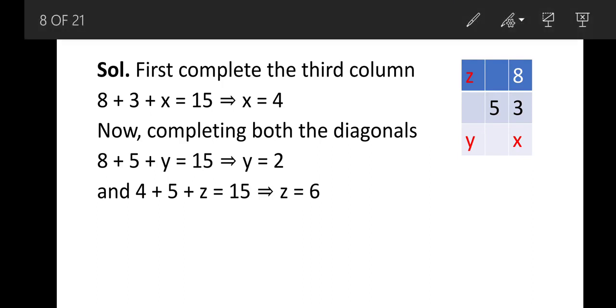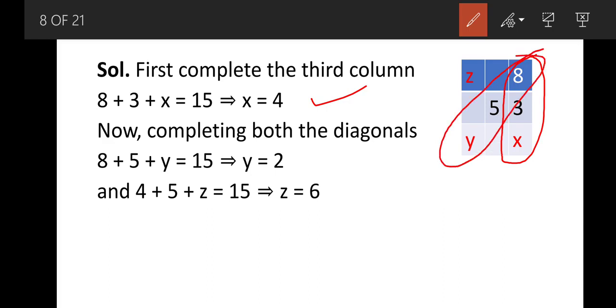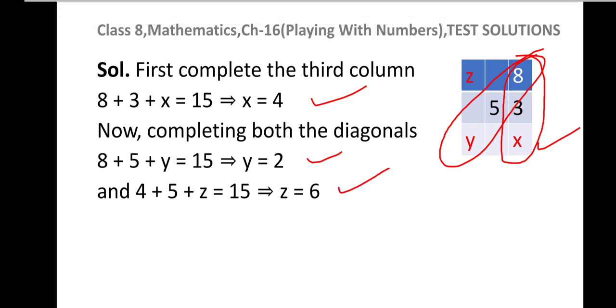So what we have done, first of all, I have taken this column 8 plus 3 plus x is equal to 15. Using this I calculated the value of x as 4. Then completing both the diagonals, firstly I have taken this 8 plus 5 plus y is equal to 15, that y will be equal to 2. Then I have taken the other diagonal because I have calculated the value of x as 4, and then I have taken this diagonal. So it will be z is equal to 6.